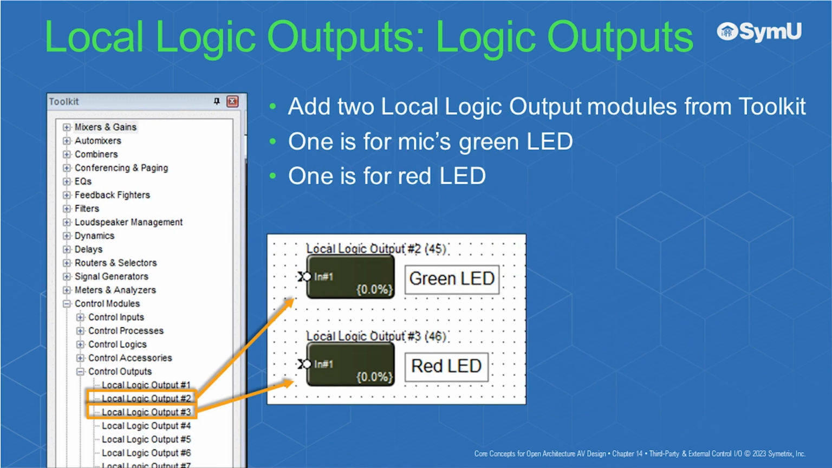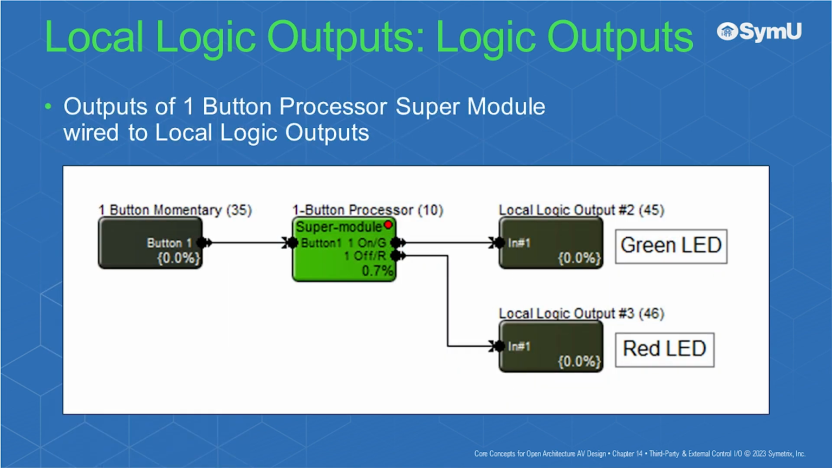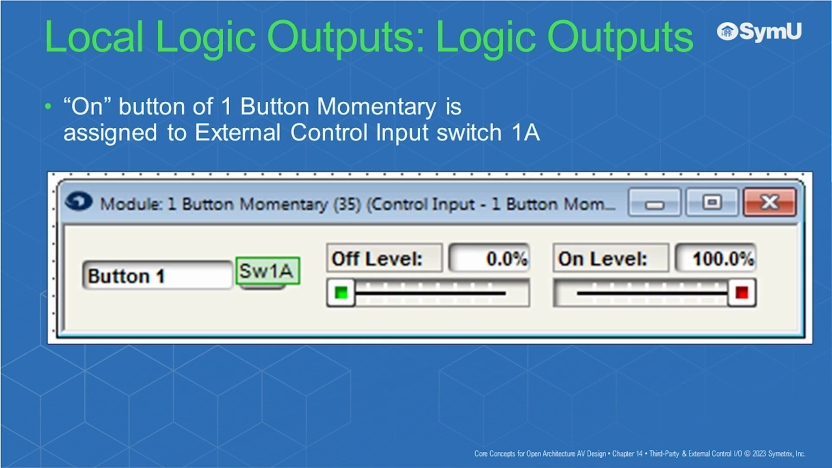From the toolkit, 2 local logic output modules are added. One is for the microphone's green LED and one is for the red LED. Next, the outputs of the one-button processor supermodule are wired to the local logic outputs. The on button of the one-button momentary is assigned to external control input switch 1A.